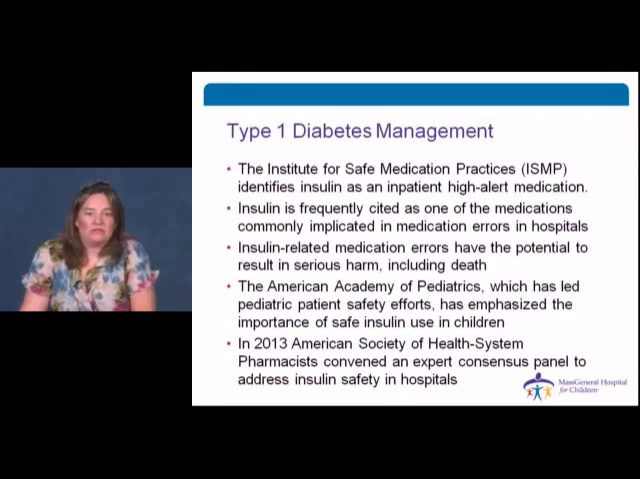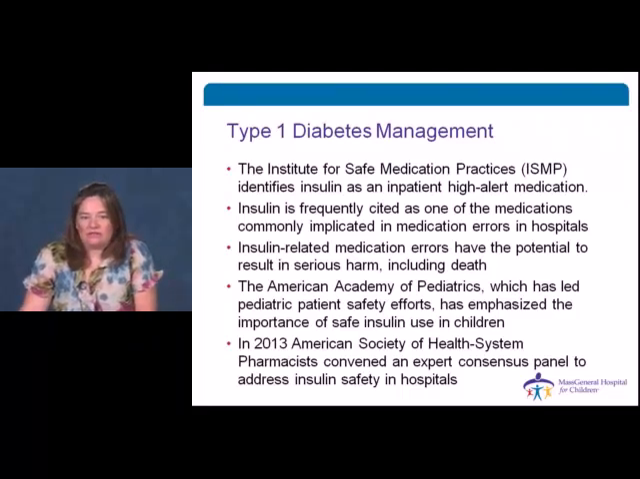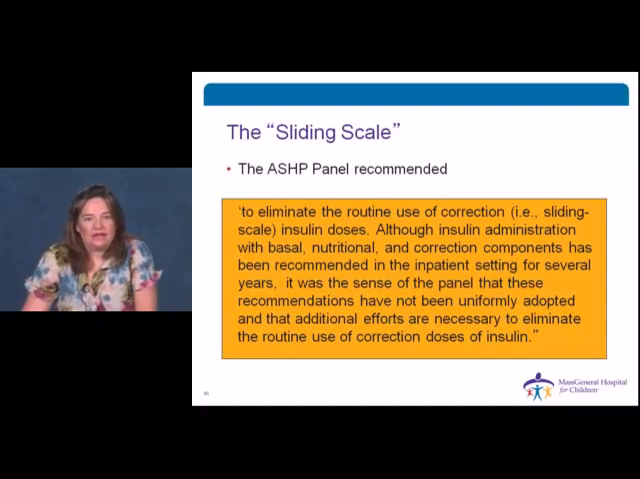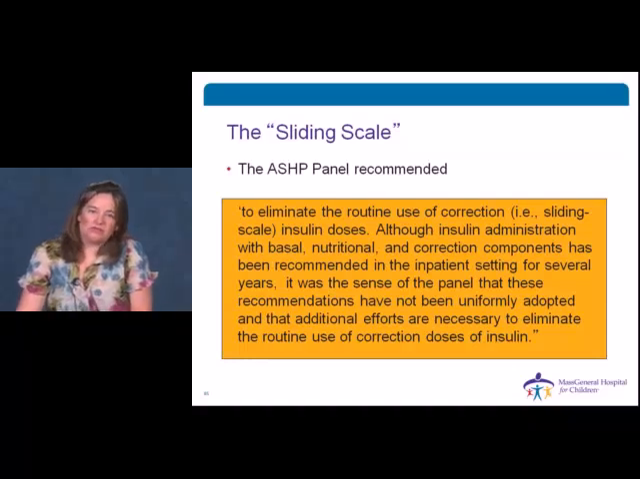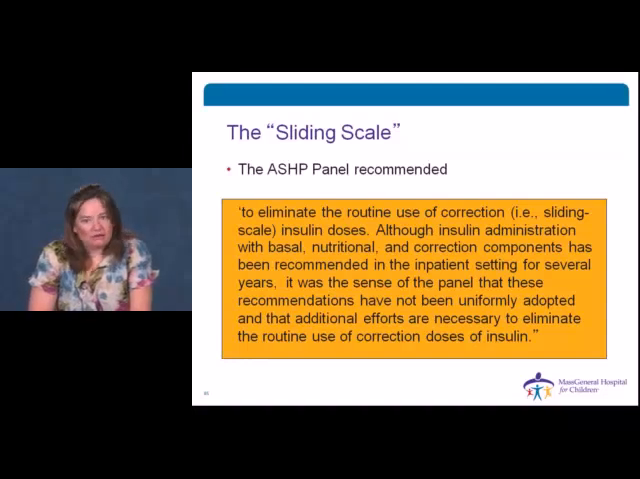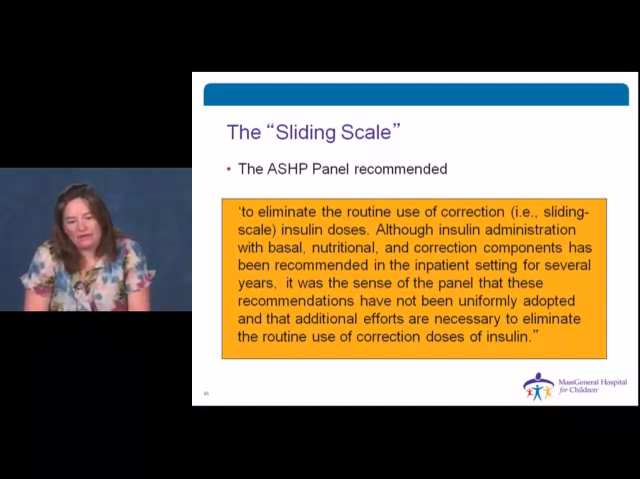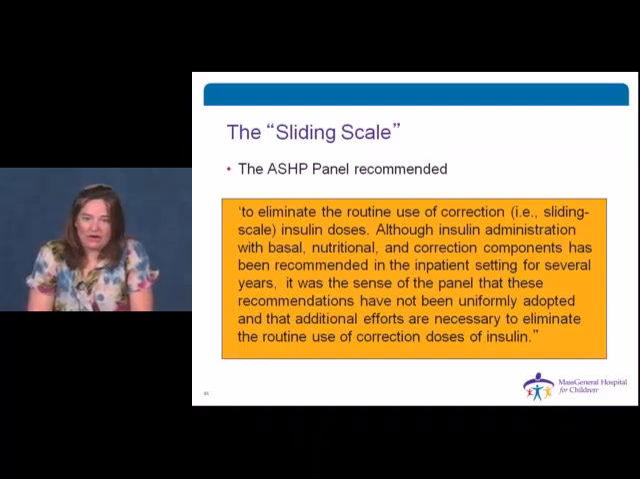The American Academy of Pediatrics has really led the way on this and is emphasizing the importance of safe insulin use in children. In 2013, the American Society of Health System Pharmacists convened an expert consensus panel to address insulin safety in hospitals and really recognized that the sliding scale insulin has to be sort of gotten rid of across hospitals, but recognized that it really hasn't been. Even though in the outpatient setting, especially in people with type 1 diabetes, there's been a better move towards what we call an insulin algorithm based on blood sugar and carbohydrates, inpatient, the sliding scale is pretty prevalent.